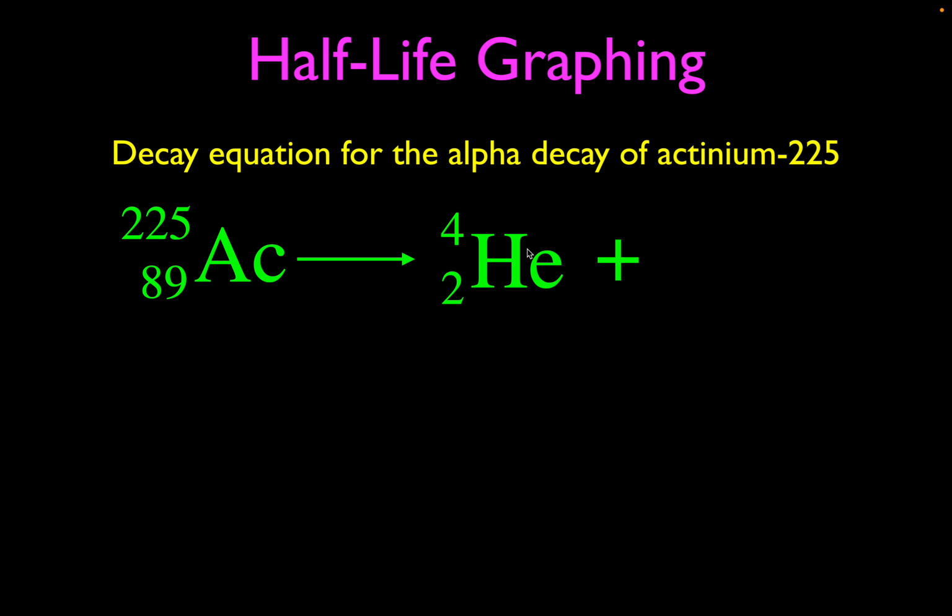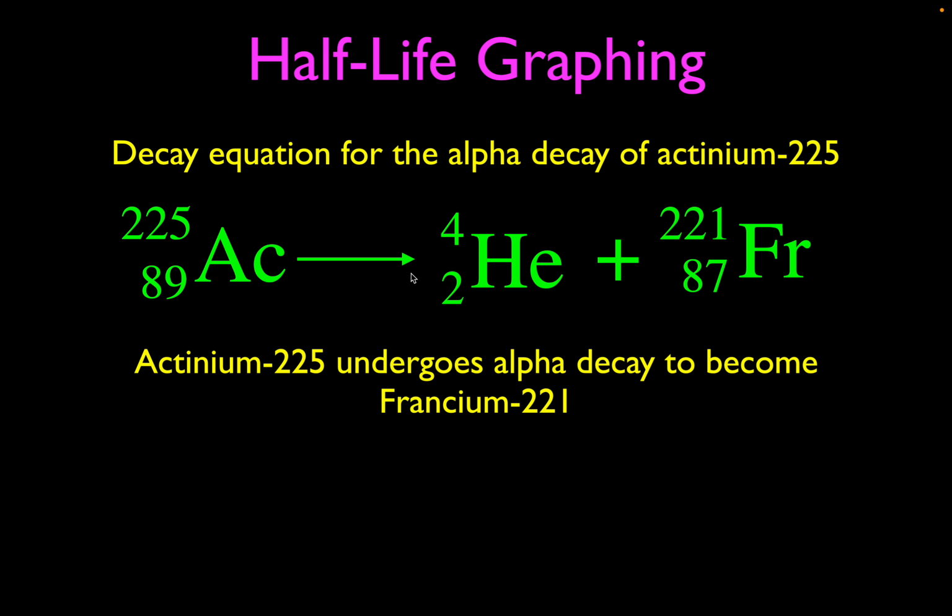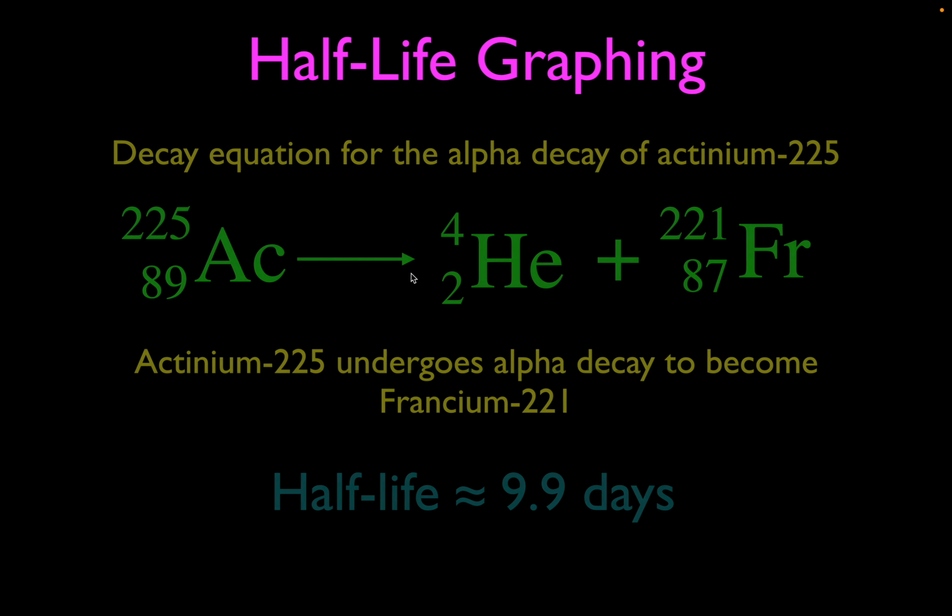And that means that the mass number is going to go down by 4. The atomic number is going to go down by 2. So we have the atomic number of 87, and the element number 87 is francium. And that means that actinium-225 undergoes alpha decay to become francium-221. Okay? That's the first problem. Oh yeah, it has a half-life, as we said, about 9.9 days.